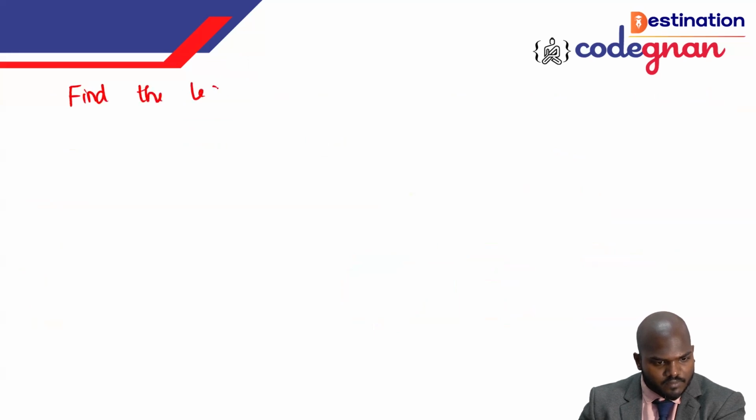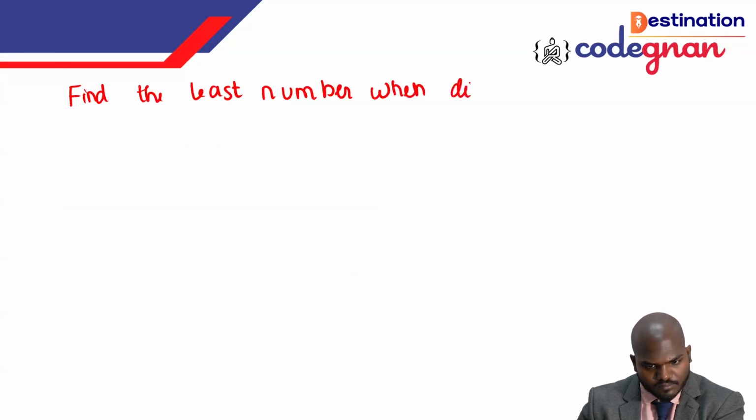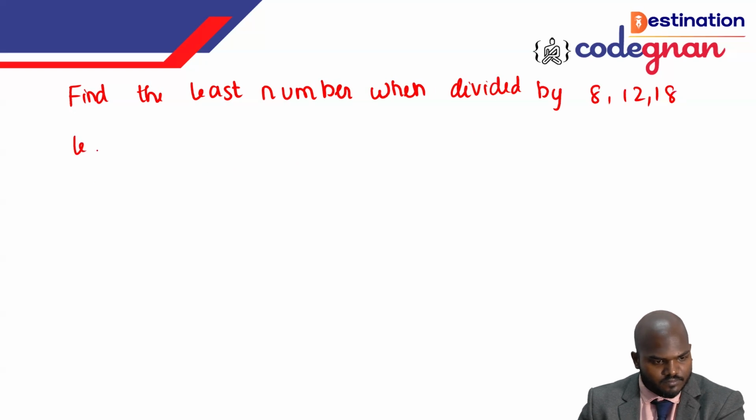Find the number divided by 8, 12, 18, leaving the remainder here.